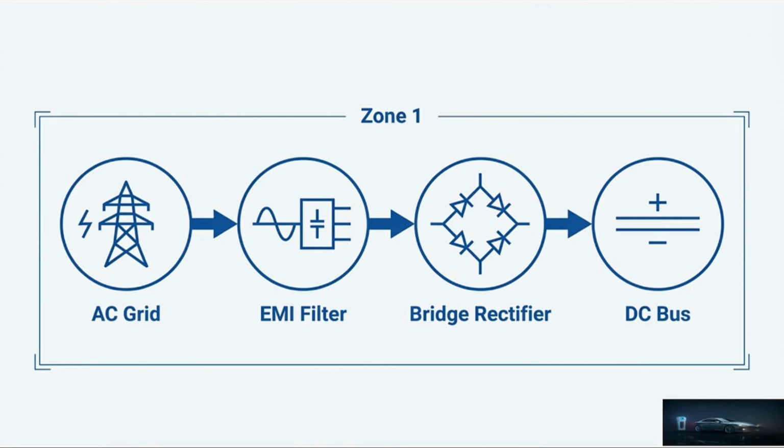Let's start with the AC grid. We started with the AC grid. This is the electrical power supplied by the charging source. At this point the power is still AC.